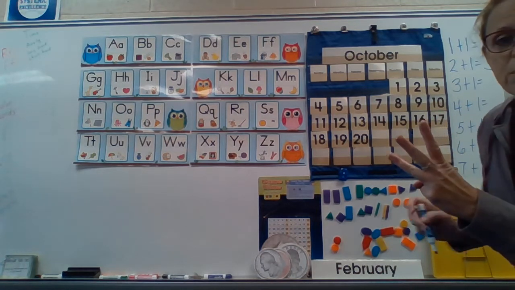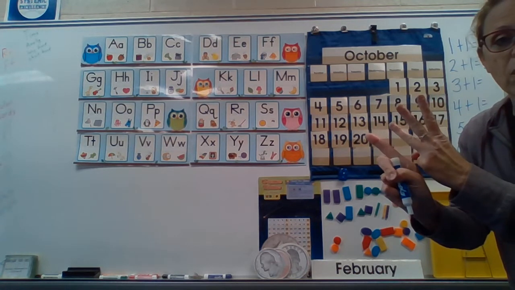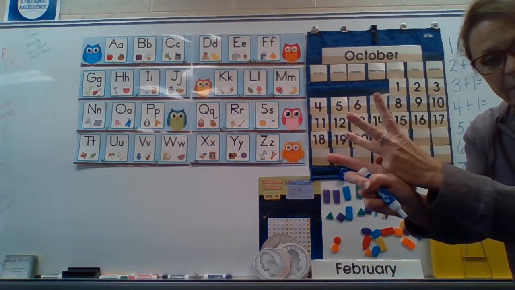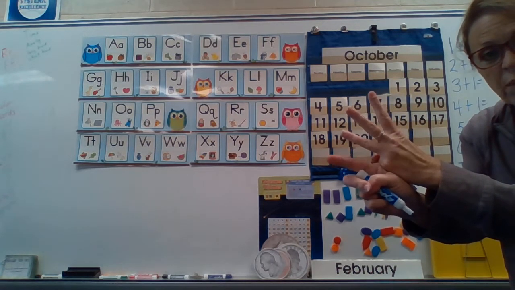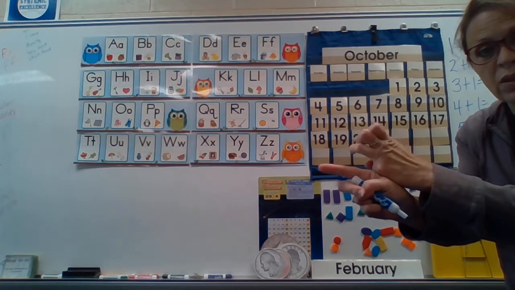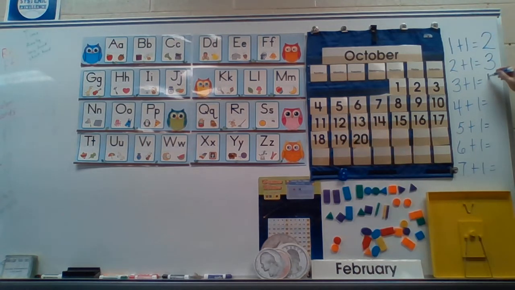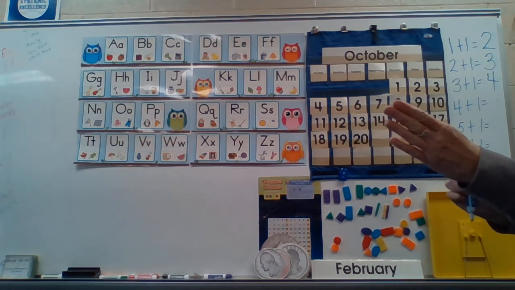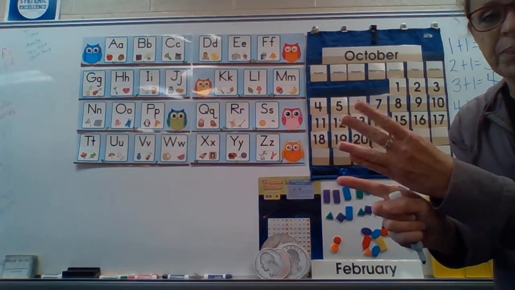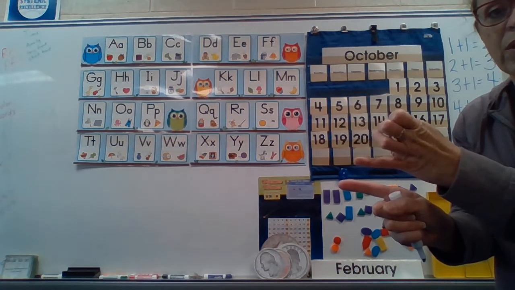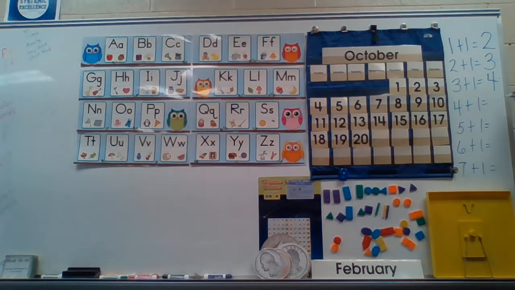Well, if you have 3 balloons and one more comes floating by and you grab it, right? 3 balloons and one more. 1, 2, 3, 4. You see my pattern? 2, 3, 4. What would you expect 4 plus 1 to be then? 4 and one more. 1, 2, 3, 4, 5. And then 5 and one more.